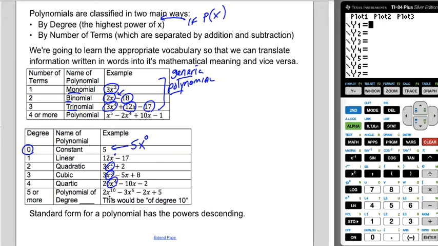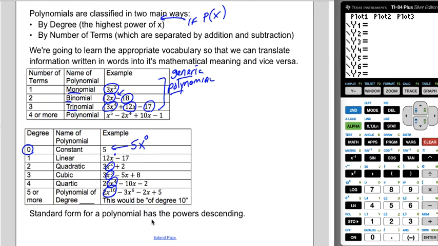So for instance, 2x to the 10th minus 3x to the 6th minus 2x plus 5 would be a polynomial of degree 10. And certainly there are words for things past the fourth degree, but it's just easier in most cases to refer to the degree after you pass 4.